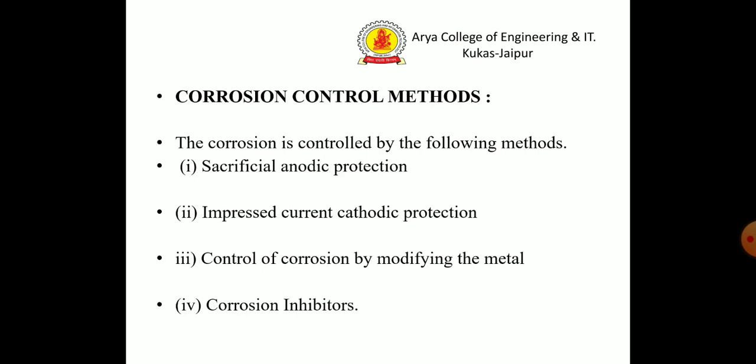Next is corrosion control methods. The corrosion is controlled by the following methods. First is sacrificial anodic protection. Second, impressed current cathodic protection. Third, control of corrosion by modifying the metal. And last, corrosion inhibitors. In this, we will discuss from the first.